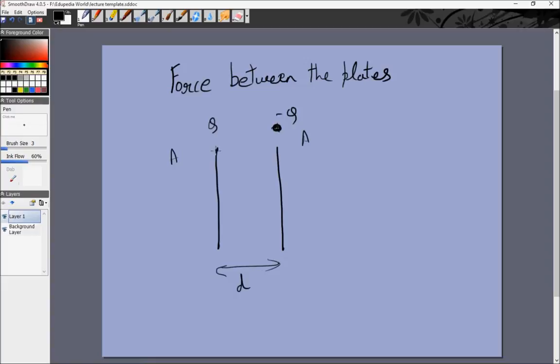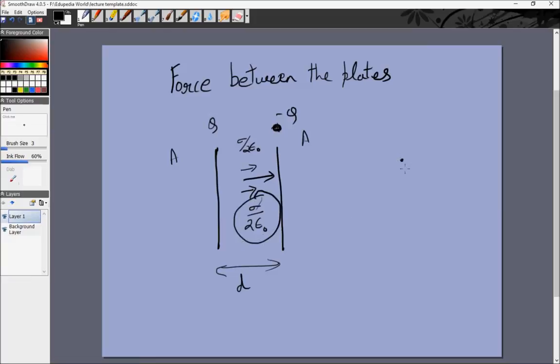This particular sheet has an electric field of sigma by 2 epsilon naught, and this particular sheet also has an electric field of sigma by 2 epsilon naught, which leads to a total net electric field of sigma by epsilon naught going from the positive plate to the negative plate. But if we want to see the force with which the positive plate attracts the negative plate, then we only need one sigma by 2 epsilon naught.